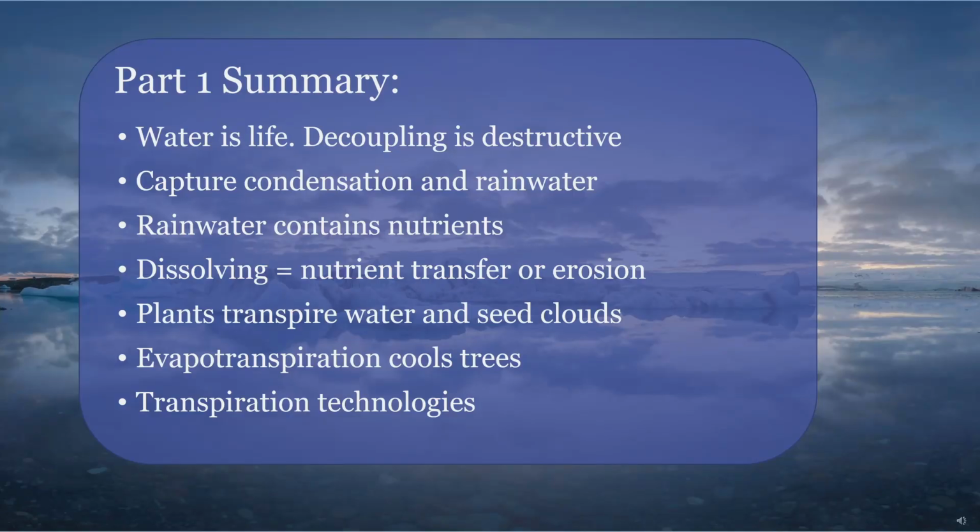In summary, for part 1, water is life and decoupling it is destructive. Capture the condensation as well as the rainwater. Rainwater contains nutrients, not just hydrogen and oxygen. Water dissolves many things, and this helps nutrient transfer, but it also aids erosion. Plants transpire water, and they seed the clouds. Evapotranspiration cools trees and the area around them. Transpiration technologies include cooling and wicking.